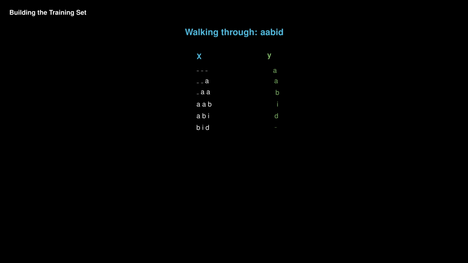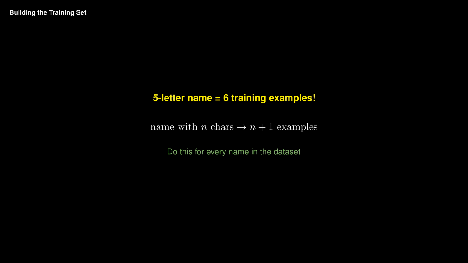Next, X equals underscore, A. Y equals B. Then X equals A, B. Y equals I. Then X equals A, B, I. Y equals D. Finally, X equals B, I, D. Y equals underscore, the end token. That is 5 training examples from just one 4-letter name.